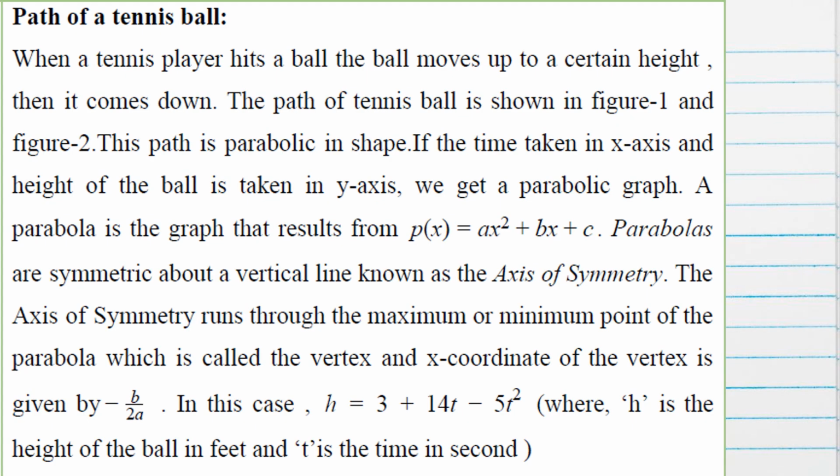In this question, it is given that when a tennis player hits a ball, the ball moves up to a certain height, then it comes down. Okay, so a figure is given to us. The path of the tennis ball is shown in figure 1 and figure 2. This path is parabolic in shape.